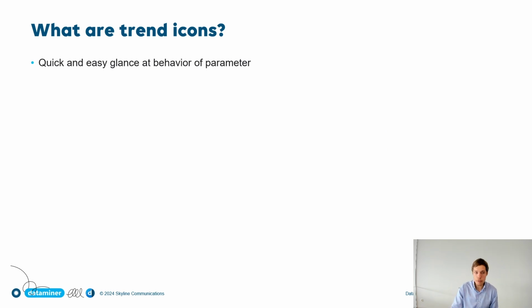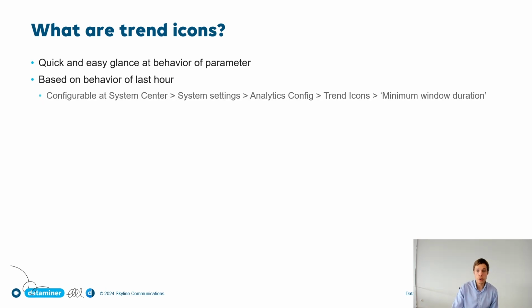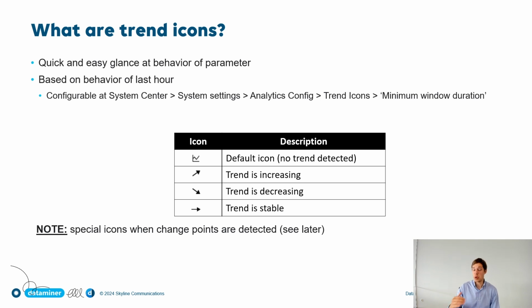Now, by default, this icon indicates the trend of the parameter in the last hour. You can configure that at this location in the analytics config in the system center, but by default, this is set to 1 hour. Now, there are 3 base icons that can be shown, indicating whether the trend was increasing, decreasing, or stable. And if no trend could be detected, then the default trending icon is used. As we will see later, there are some special icons that indicate whether a change point was detected in the last hour, but more on that in the lesson on behavioral anomaly detection.